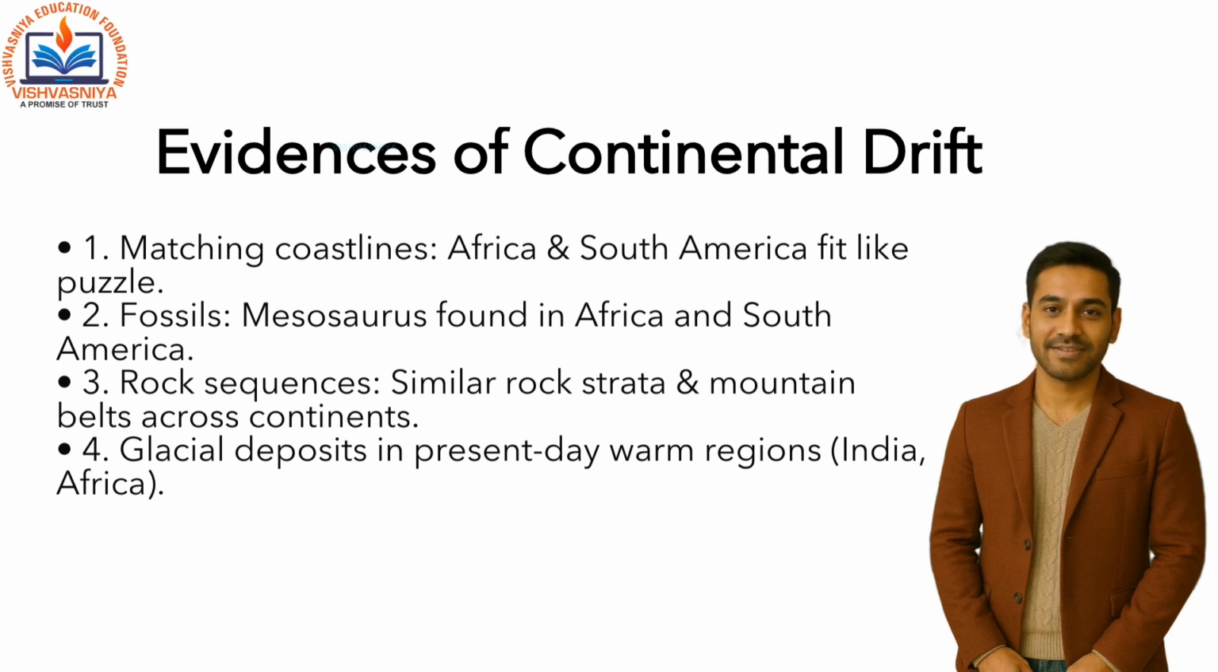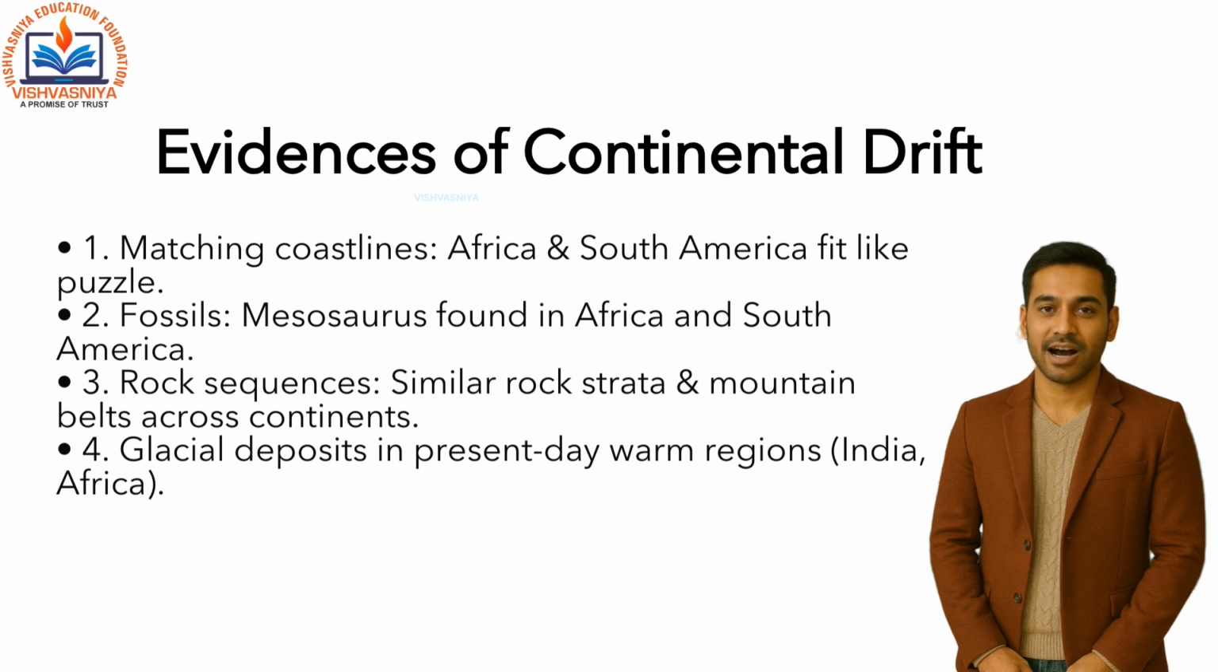What was Wegener's evidence? He used several clues. Matching coastlines: for example, the east coast of South America and the west coast of Africa fit together like puzzle pieces. Fossil evidence: identical fossils of plants and animals like Mesosaurus were found on different continents separated by oceans. Similar rock strata: rocks and mountain belts on different continents matched in age and structure.